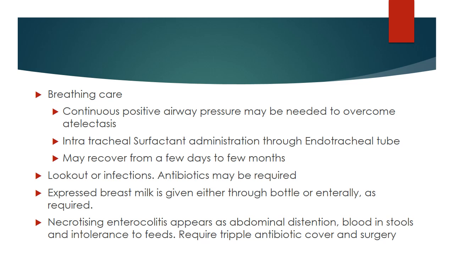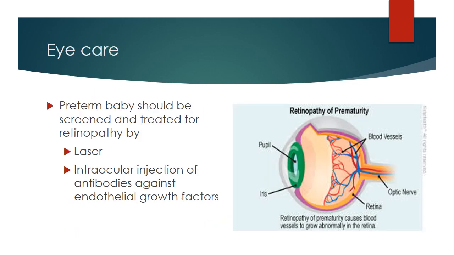Look out for infections. Antibiotics may be required. Expressed breast milk is given either through a bottle or enterally, as required. Necrotizing enterocolitis appears as abdominal distension, blood in stools, and intolerance to feeds. It requires triple antibiotic cover and surgery. Preterm babies should be screened and treated for retinopathy by laser or intraocular injection of antibodies against endothelial growth factors.